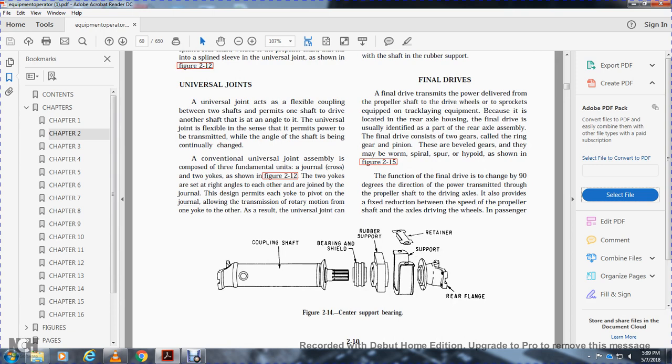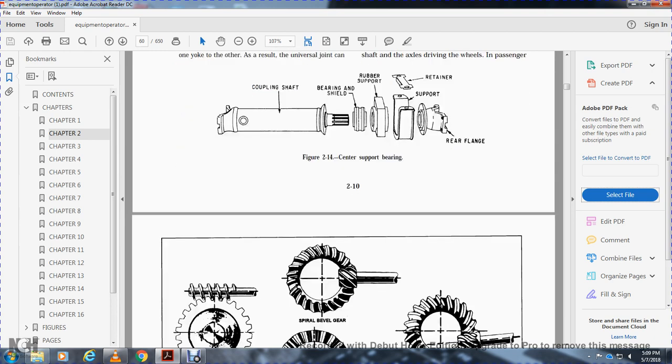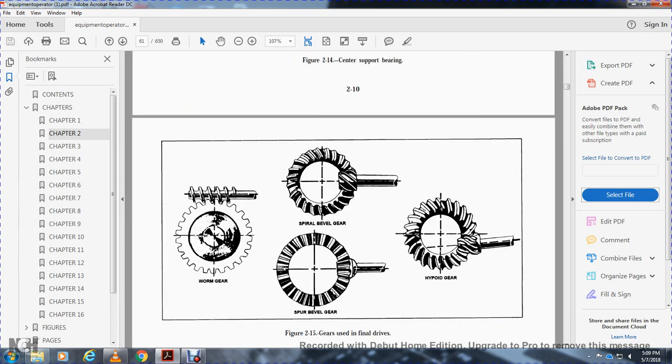Figure 214: the coupling shaft, coupling shaft bearing and shield, rubber support, retainer support, and rear flange. Figure 215: the gears used in the final drive: the worm gear, the spiral bevel gear, the spur bevel gear, and the hypoid gear.